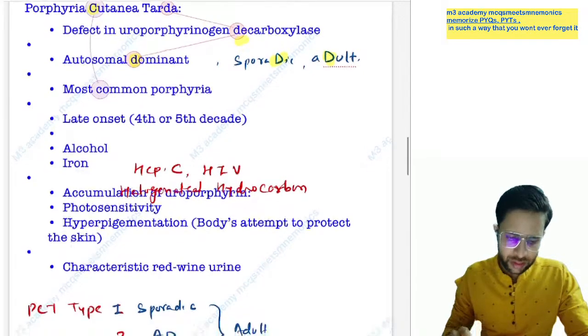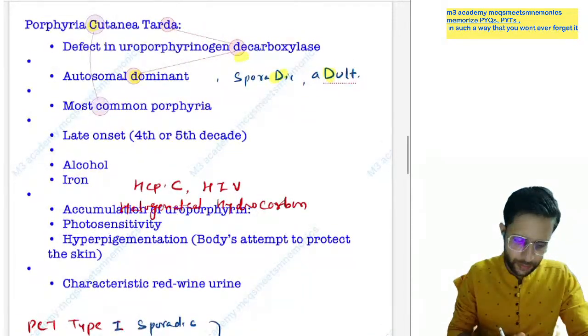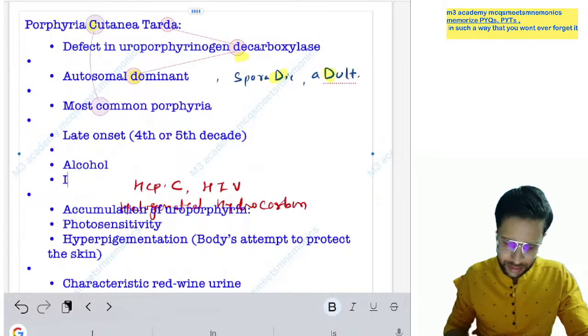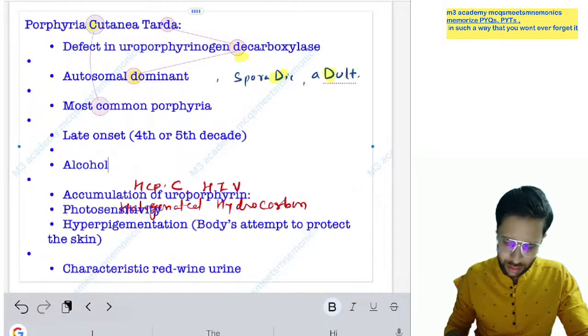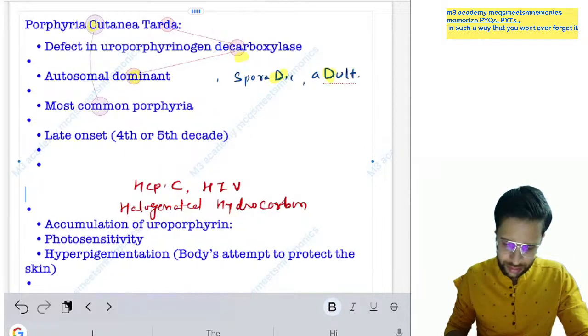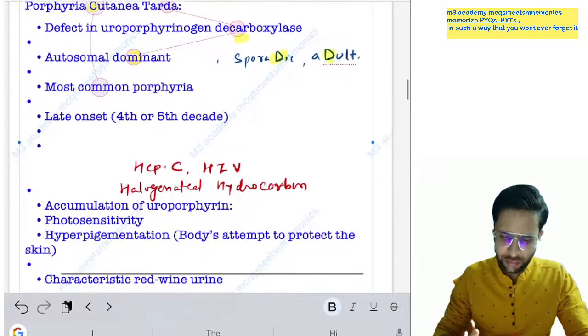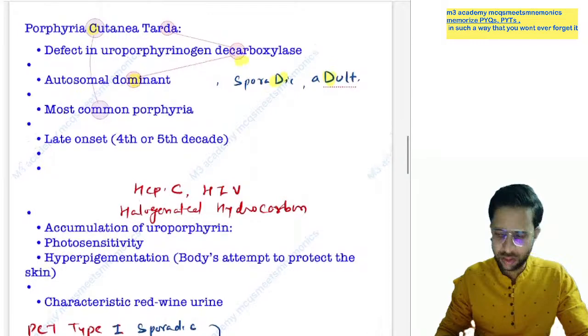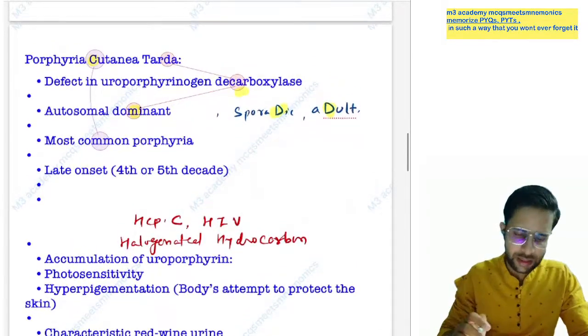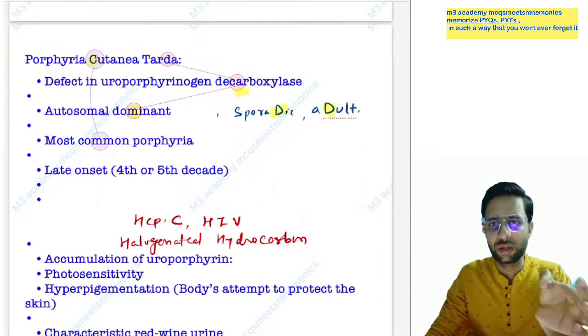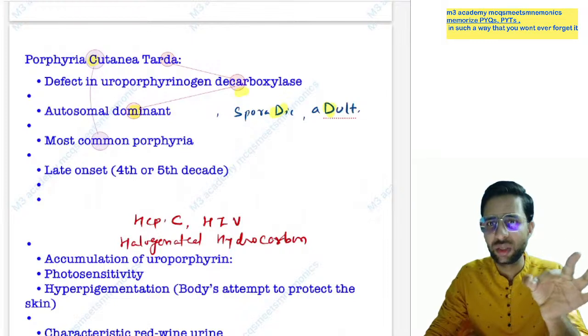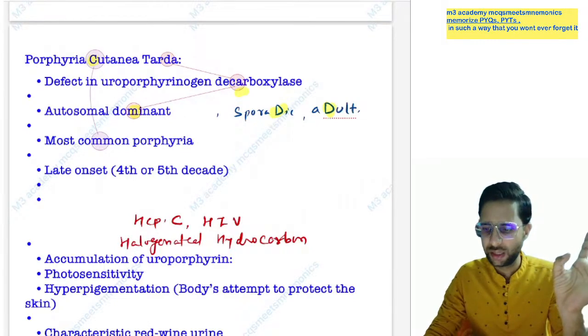Now, so this porphyria can be precipitated by the hepatitis C or HIV virus. So we can remember Porphyria cutanea tarda is a C in the spelling. Porphyria cutanea, C for cutaneous, C for hepatitis C. So it is associated with hepatitis C.